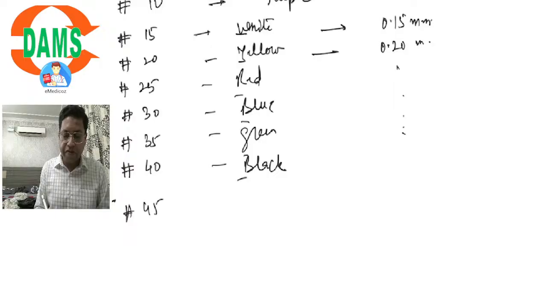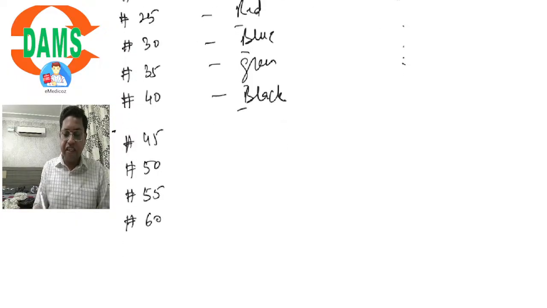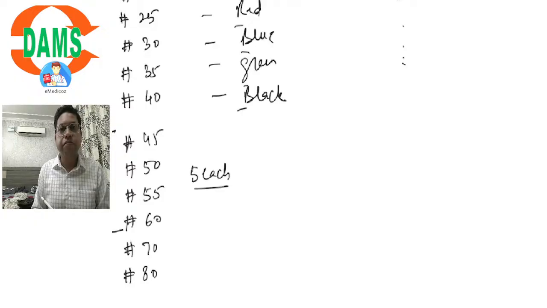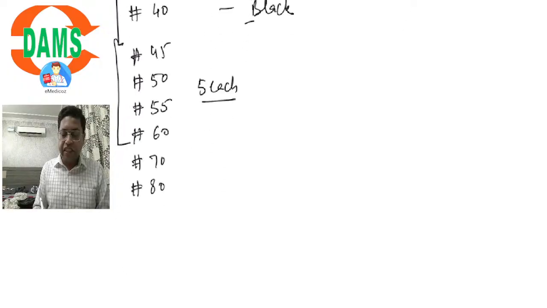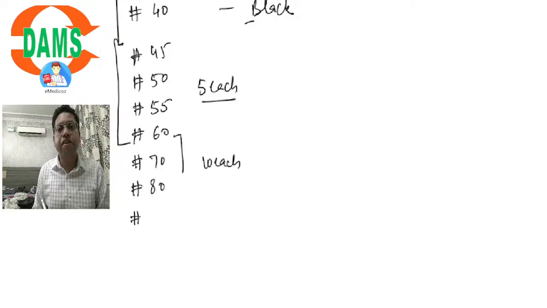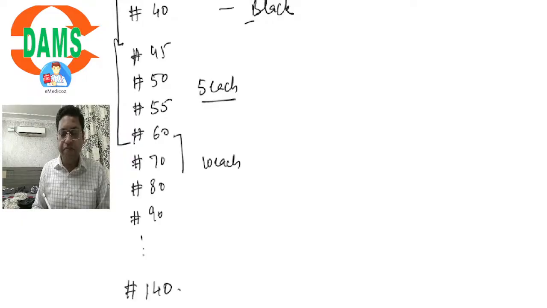The next instrument would be number 45, then number 50, 55, 60, and then number 70, 80, like this. You can see that from number 15 till number 60, there is an increment of 5 each. And subsequent to 60, there's an increment of 10 each. So there is no 65 instrument, there's 60, 70, 80, 90, so on up to size 140. These are the sizes of hand instruments that are available in the market starting from number 6 through number 140.